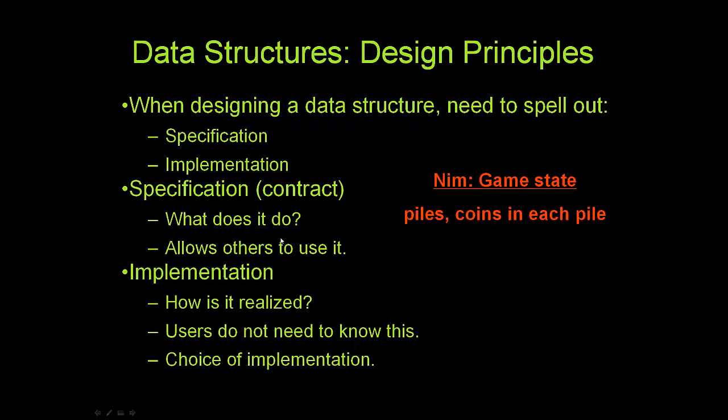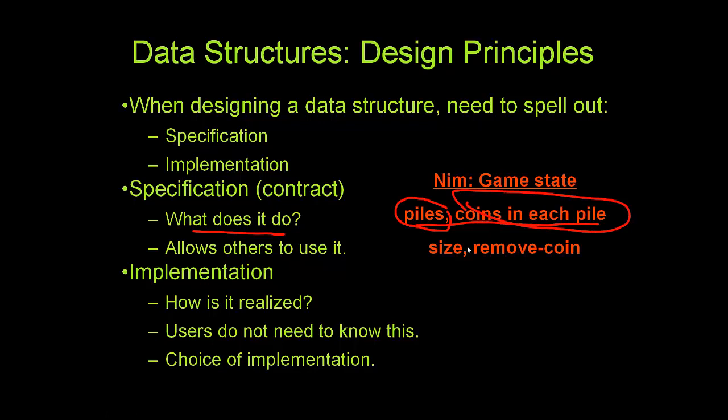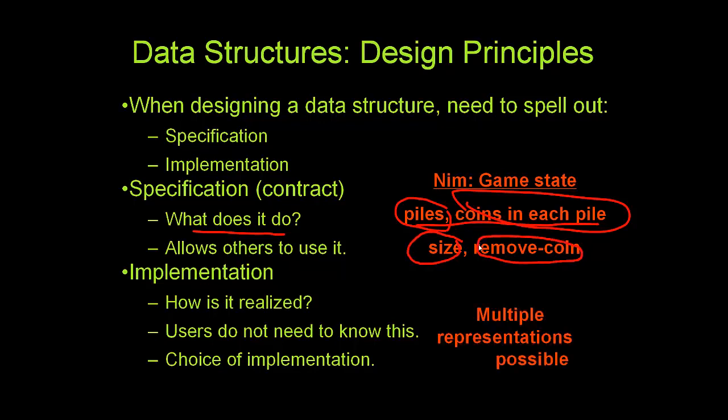For the specification, what it does, we have the coins, and essentially you have to know how many piles there are and how many in each pile. The other thing you have is functions that let you interact with the game state. So there's a size function and another function to remove coins from the piles. Now, we showed two ways of implementing the data structure. One is to use an integer, the other one is to use a tuple.